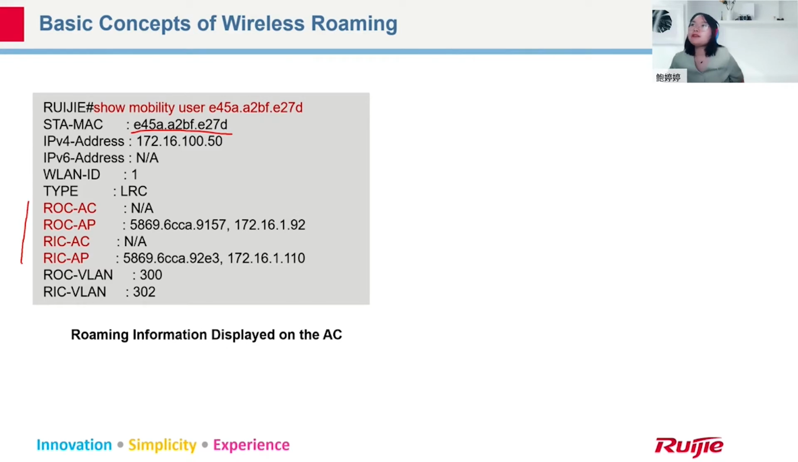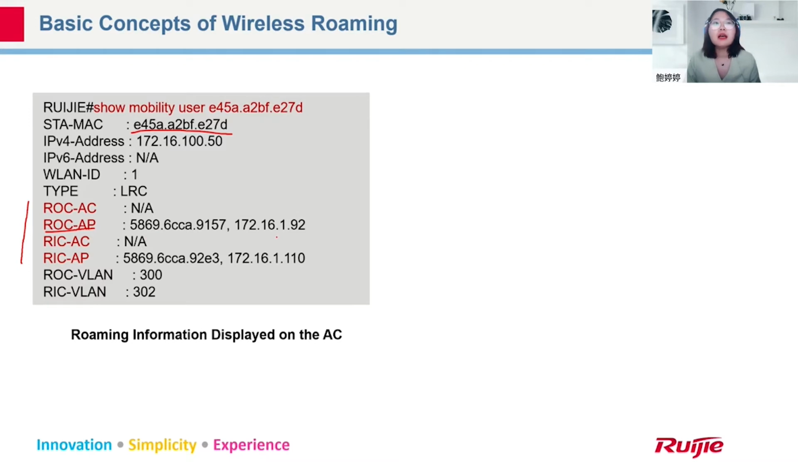You have happened the roaming or not, and then who is your roaming in devices, who is your roaming out devices. And the RCAC and RICAC is none. That means this roaming happened and is intra-AC. AC is not changed. O is out. I is in.